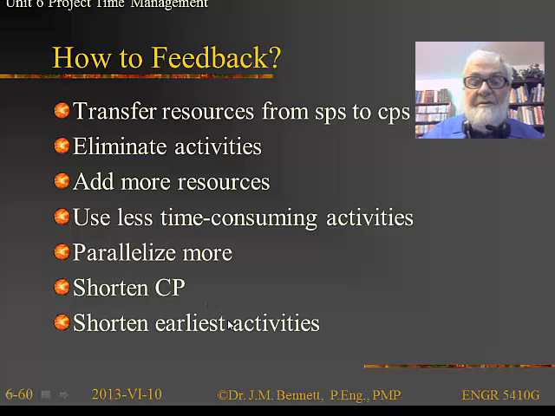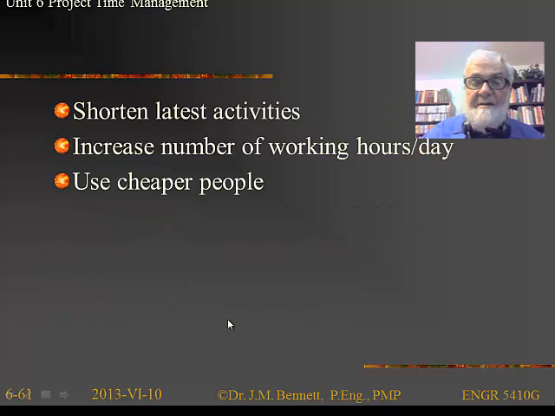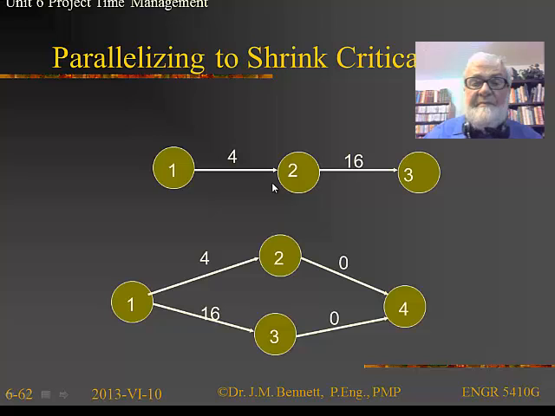And we can try and shorten the earliest activities to get started sooner. We can try and shorten the latest activities. We can try and increase the number of working hours per day. Now, when we get to 24, we've got a problem with that one. And the favorite of the pointy-haired boss, use cheaper people. Now, of course, some of these things are silly.